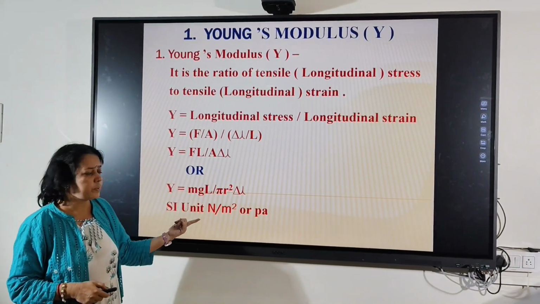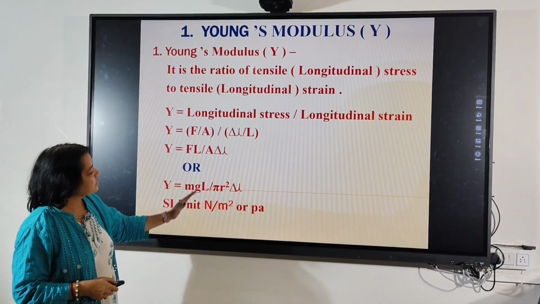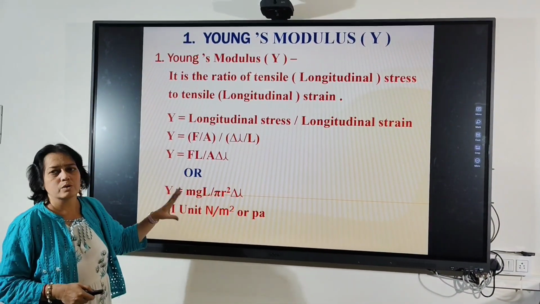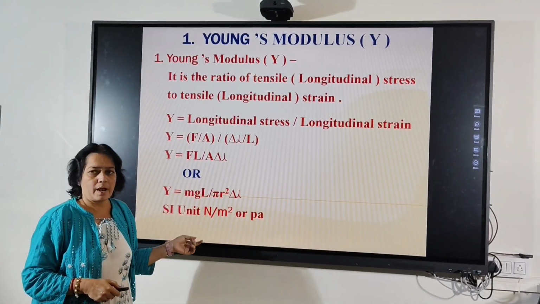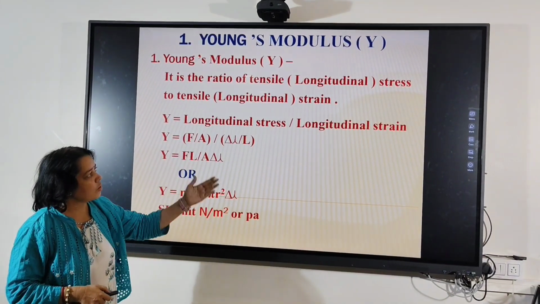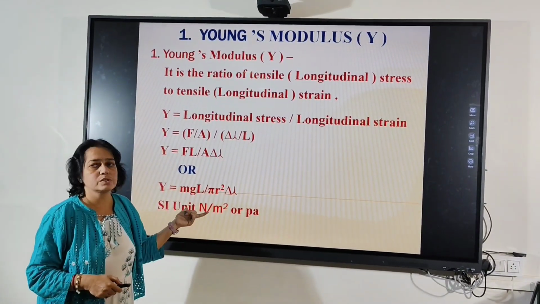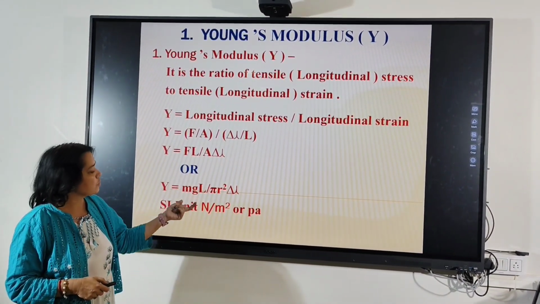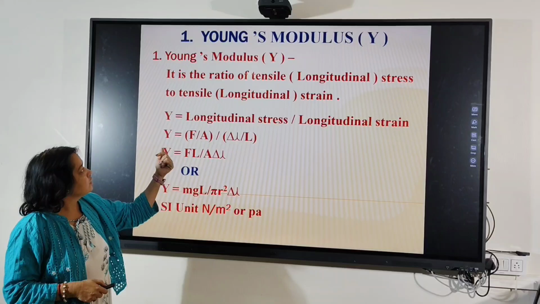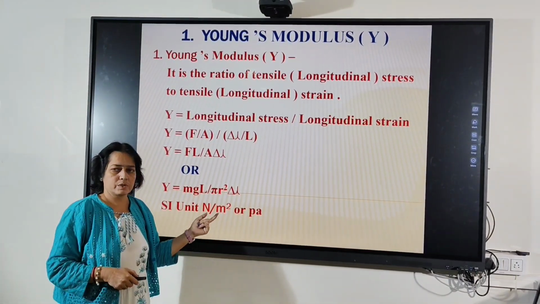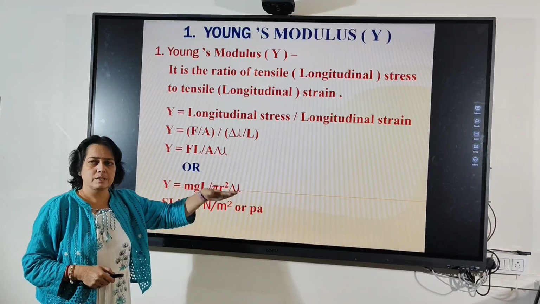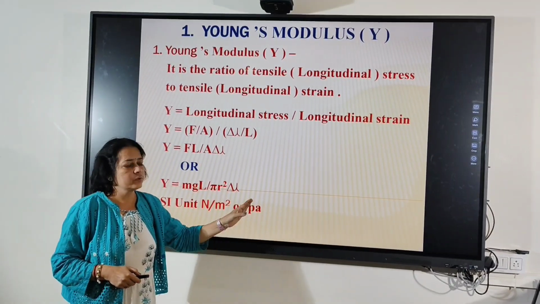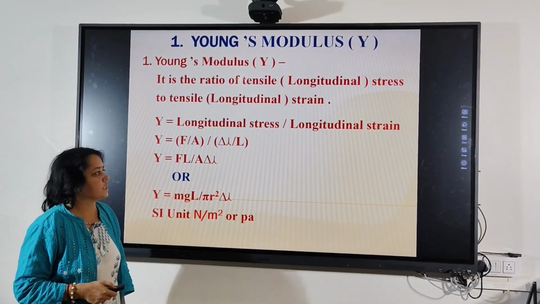Here you may have noticed that all the units of stress and modulus of elasticity are Newton per meter square or Pascal, and every strain, all three types of strain, is a unitless quantity.